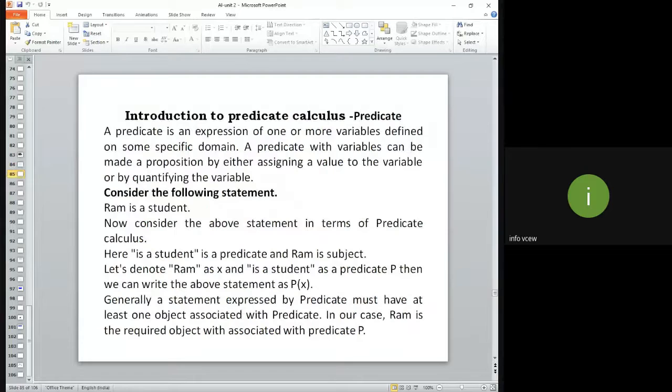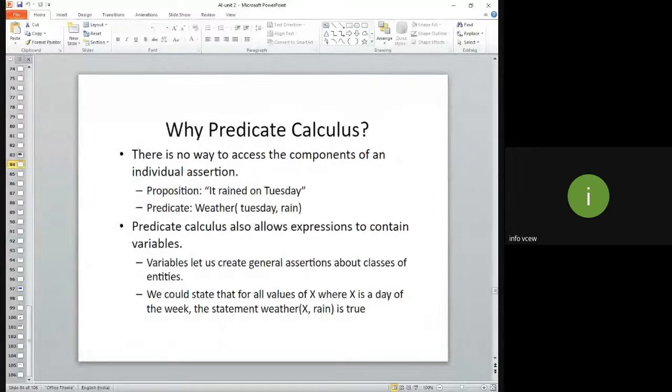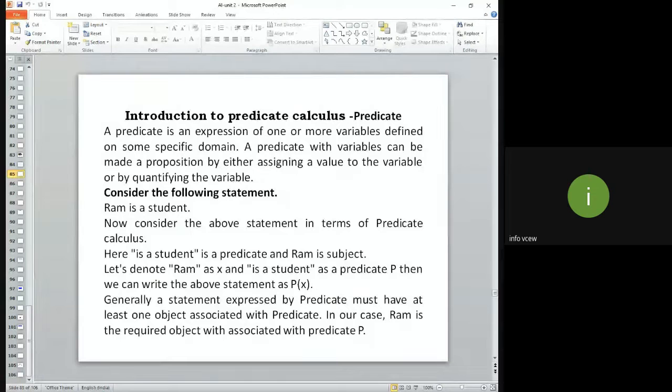So in predicate calculus, we already know the predicate statement, which is why we identified it in predicate logic. Now you are moving to predicate calculus. In predicate calculus you identify a set of statements, and from the statements you go to further statements. So a predicate is an expression of one or more variables defined on some specific domain.